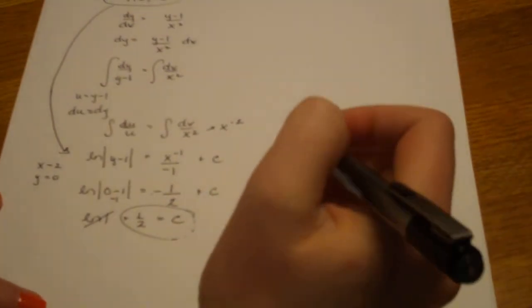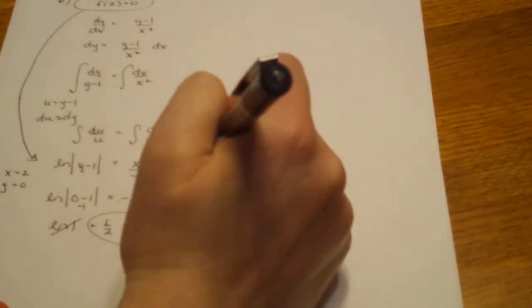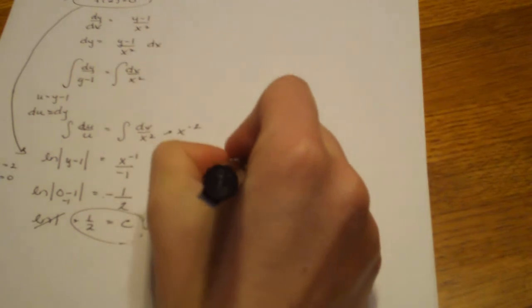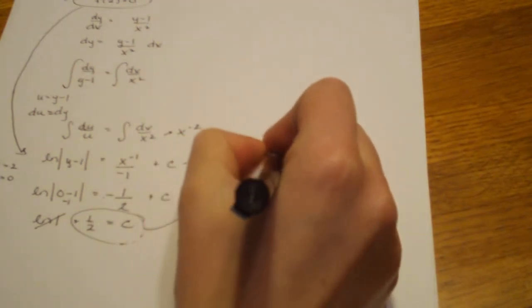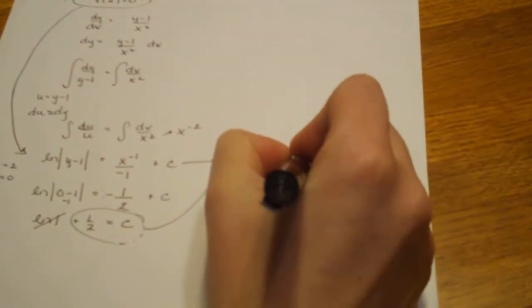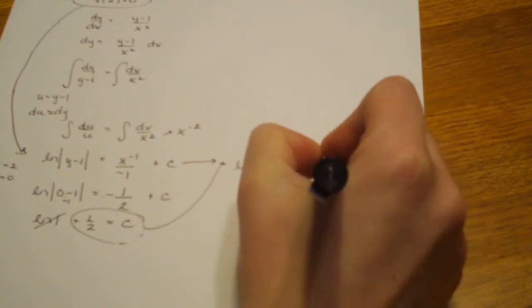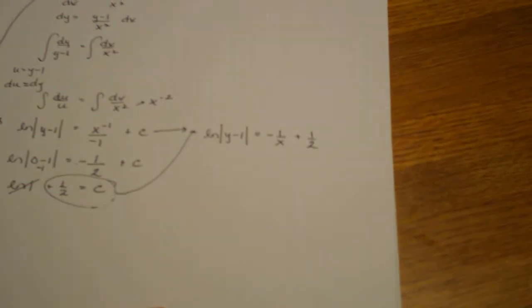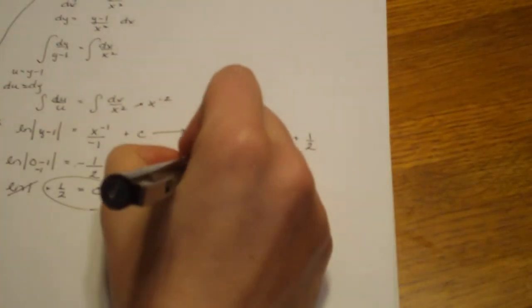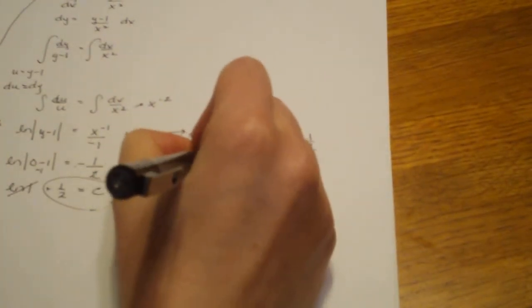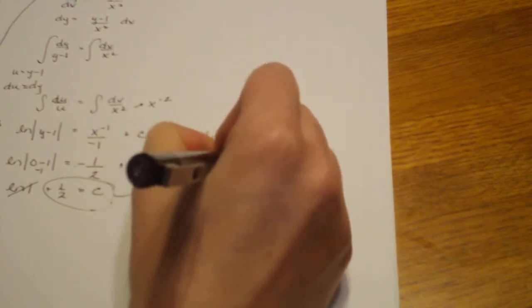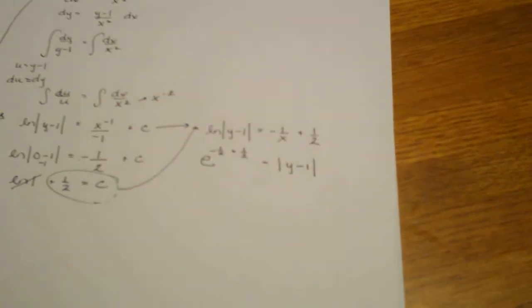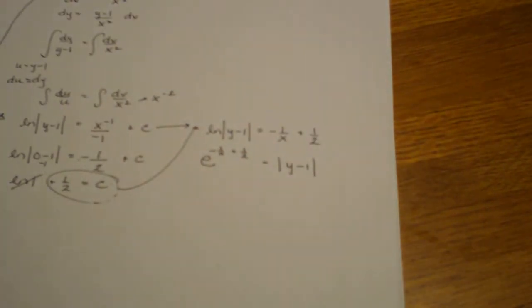So what I'm going to do is take that in my equation, and I want to set this up. So I have ln absolute value y minus 1 is equal to negative 1 over x plus 1 half. So there's my equation right now. Now I need to drop the base. e to the negative 1 over x plus 1 half is equal to absolute value y minus 1. There you go. Definitely need those absolute value bars.